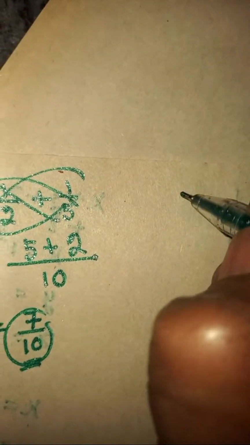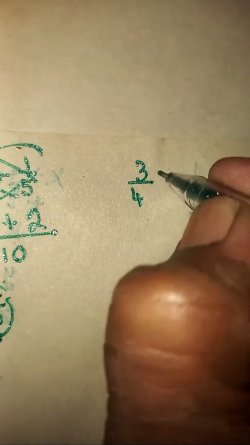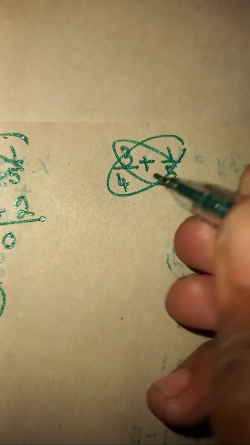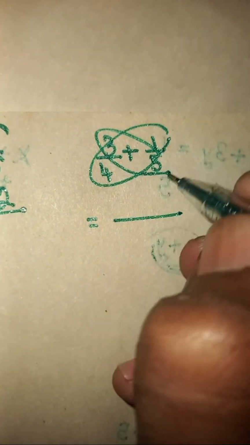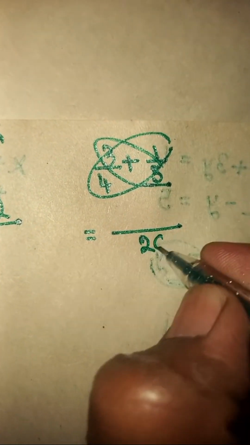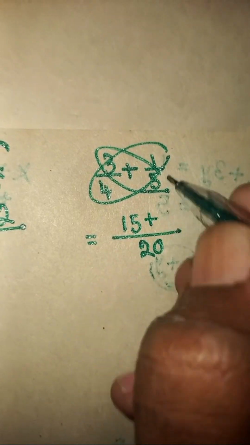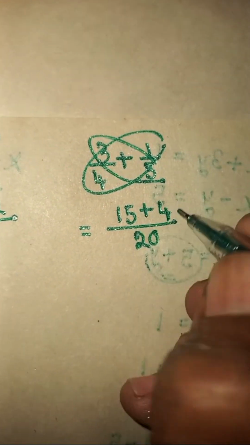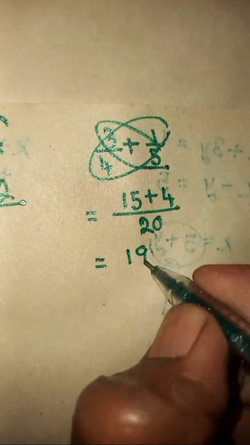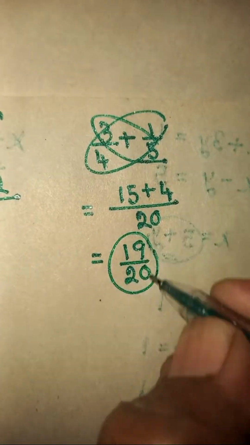Let's take one more equation. Here they have given 3 by 4 plus 1 by 5. Here also do the butterfly method. You're going to get denominator as 4 times of 5 is 20, 3 times of 5 is 15, plus 1 times of 4 is 4. 15 plus 4, which is 19 by 20.